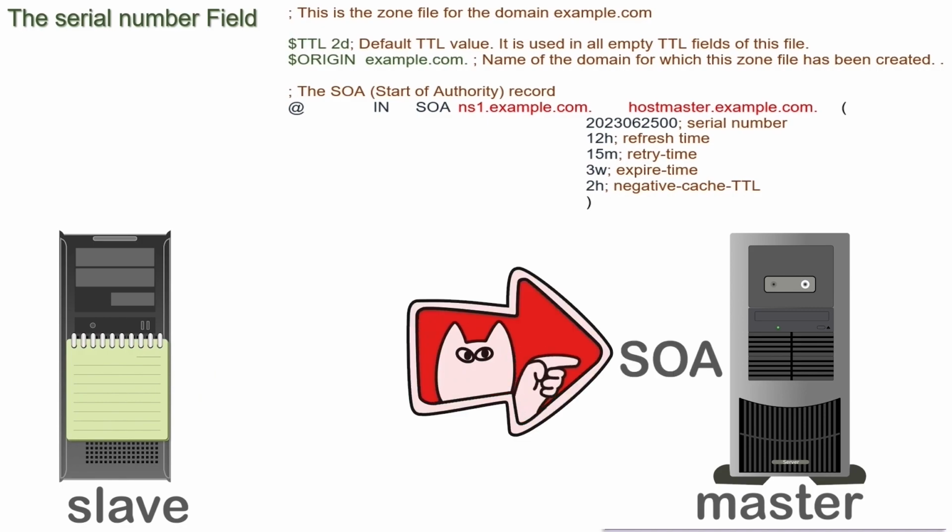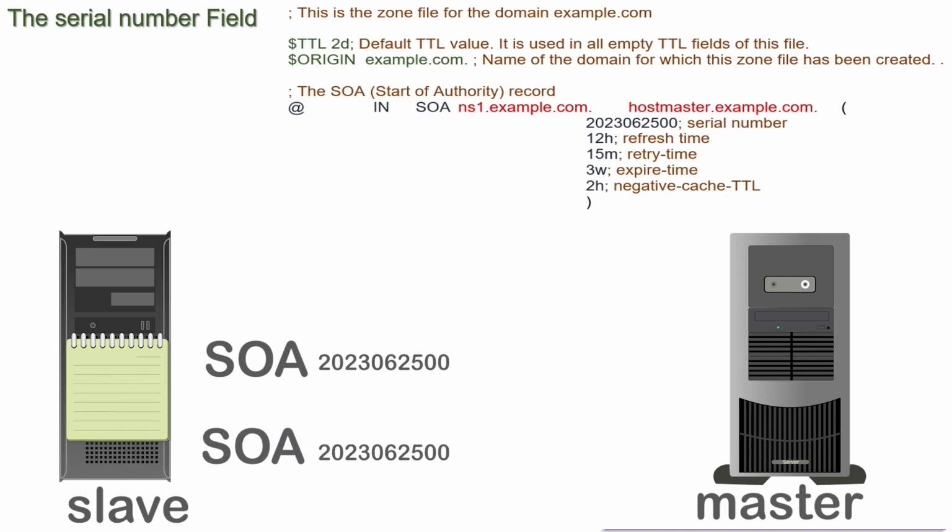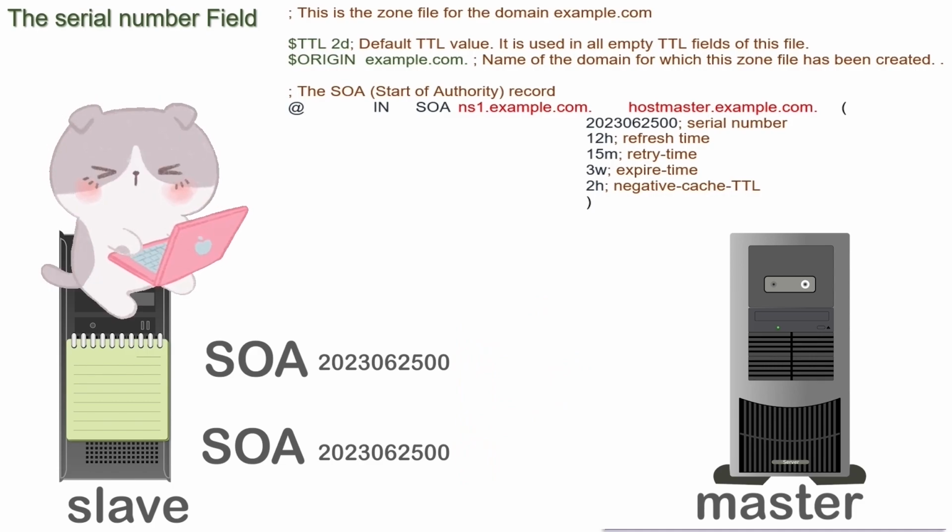The next time, instead of making the complete zone transfer request, the slave nameserver makes the start of authority record transfer request. The master nameserver transfers the start of authority record. The slave nameserver compares the received start of authority record serial number with the locally saved zone file start of authority record serial number. If both numbers are the same, it assumes that the master nameserver's zone file is not changed. It keeps using the locally saved zone file.